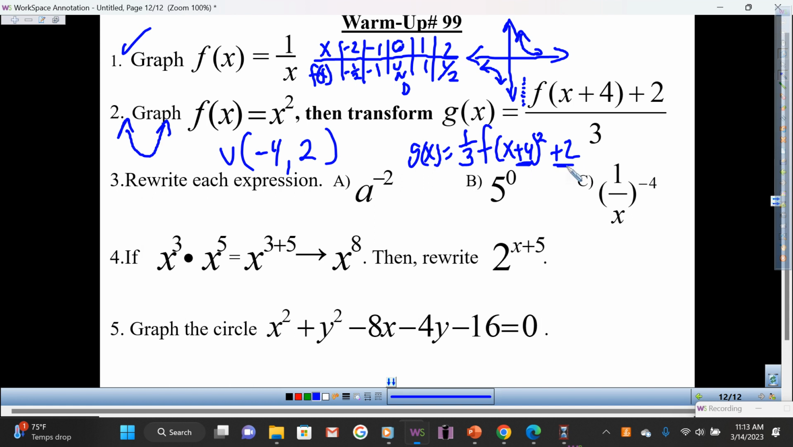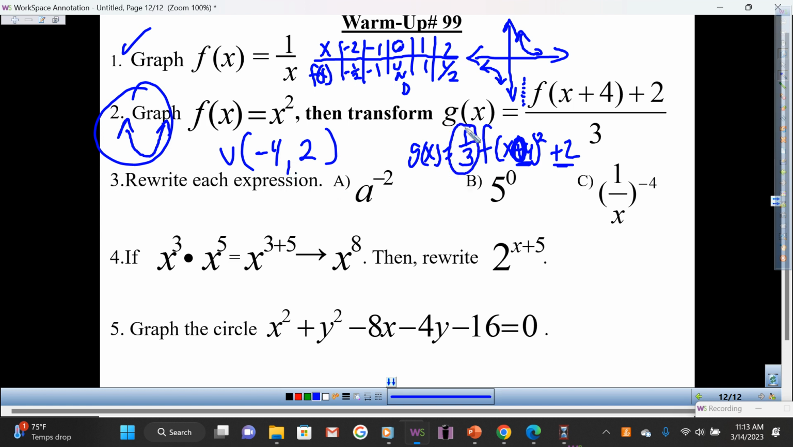Say that again? Yeah, we've been reviewing for 3 weeks now. Okay, so then the general rule should have a negative here. It doesn't, it's a positive, so we take the opposite of that, and that's going to be our H, and then our K is right there. That's our new vertex.